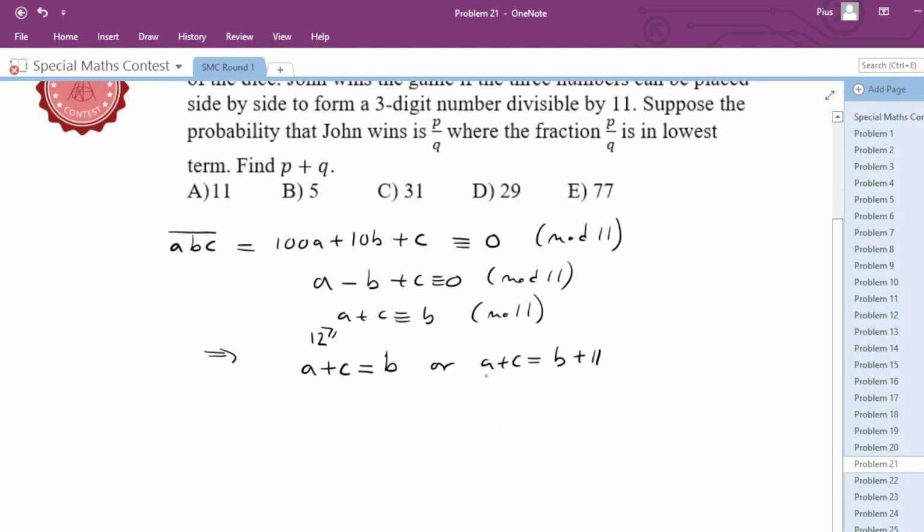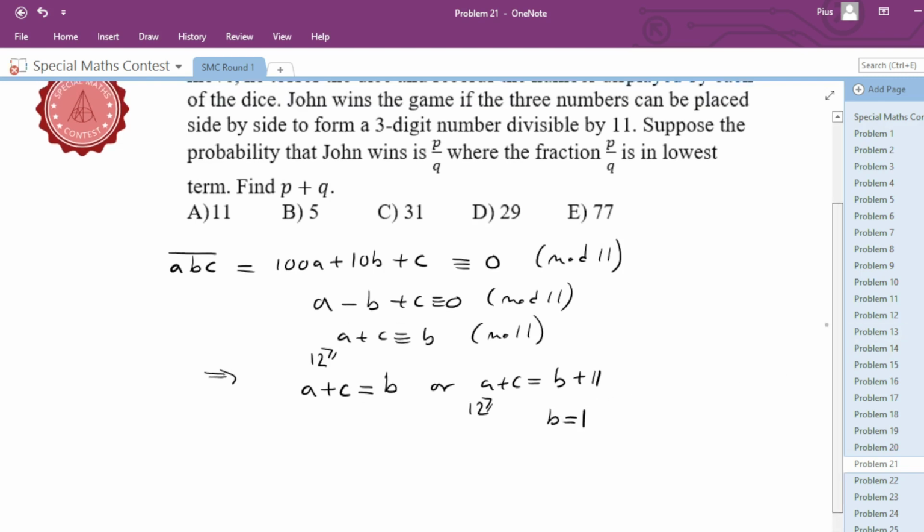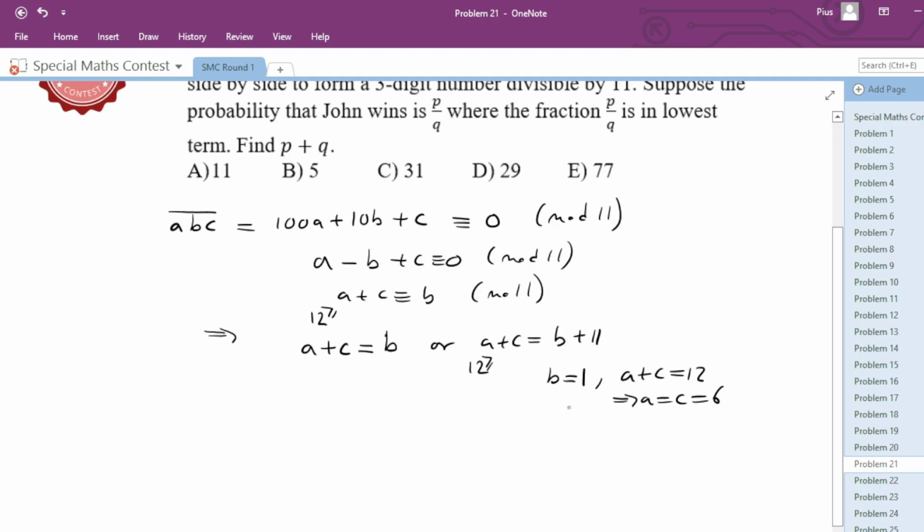For the second one, there are fewer options because we know A plus C is less than or equal to 12, so B can only be equal to 1, since we cannot have B as 0. And if B is 1, we must have A plus C is 12. Since we are dealing with numbers from 1 to 6, the only way this is possible is if A and C are both equal to 6. If one is less, then the other will have to be higher. So either we have this, or we just have A plus C is equal to B.